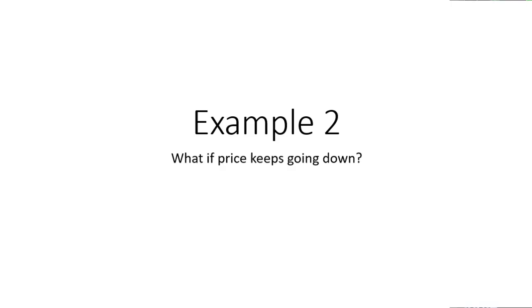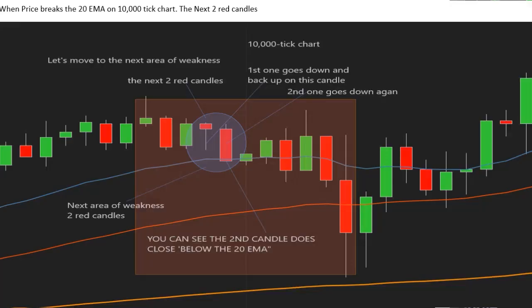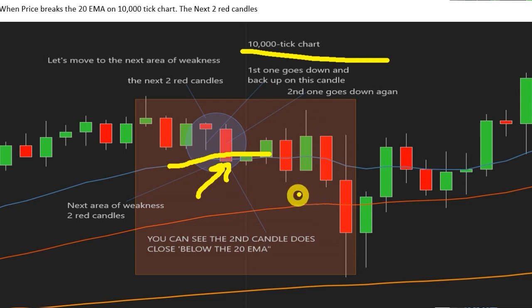Example number 2: what if price keeps going down? Because that's going to happen a lot. It's not always going to bounce on the 20 moving average on the 10,000 tick chart or the 15-minute chart. So here we see another area where things are starting to break. What is it breaking? Well, we see price breaking underneath the 20 EMA on the 10,000 tick chart. On the 10,000 tick chart, we're really going to see it break the 50 over here, and we're going to look at all these examples and what we would do with our strategy.